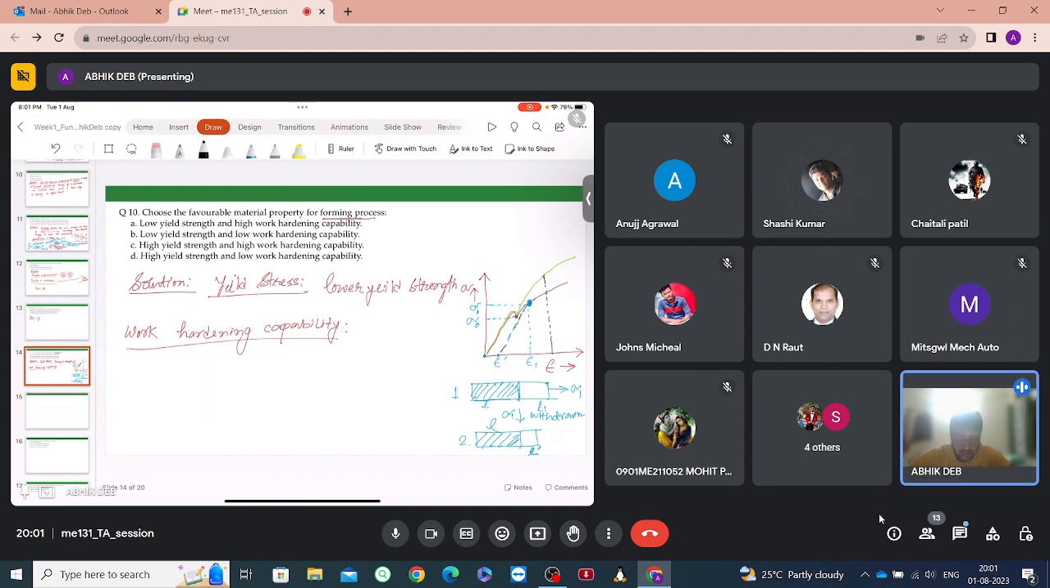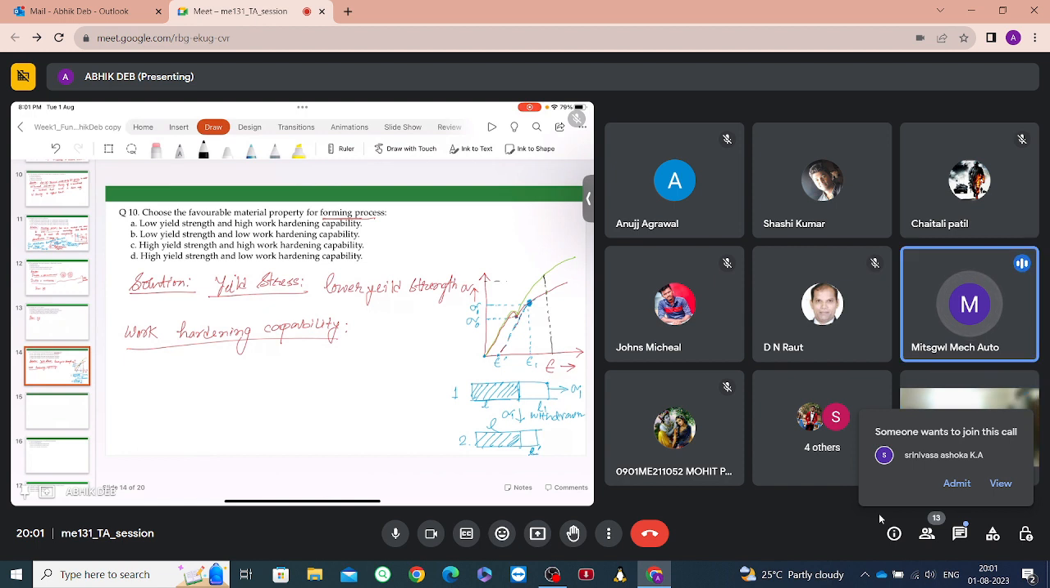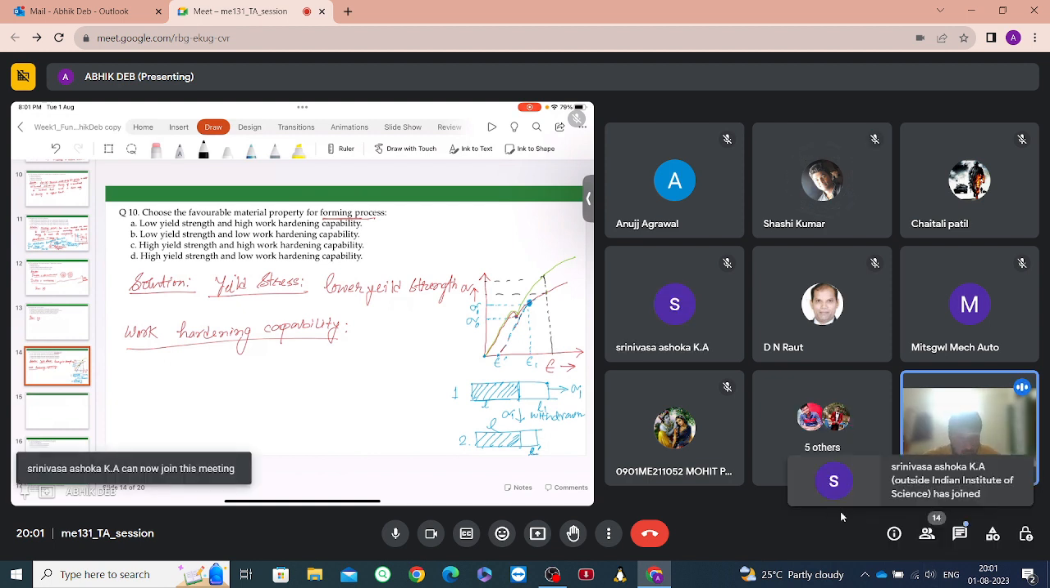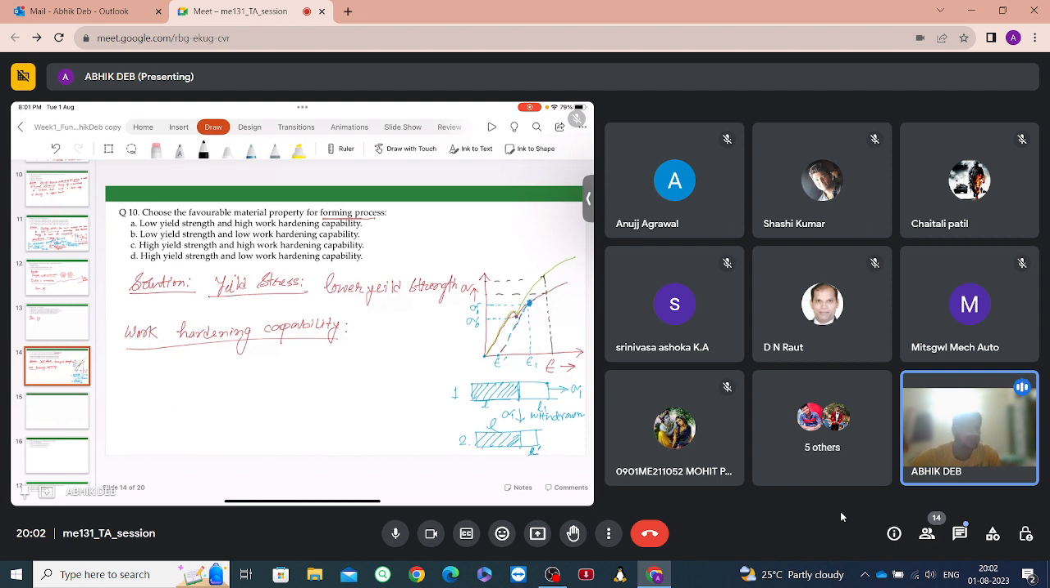The material having the green curve or the material having the red curve will require a higher value of stress for this value of deformation. Which one will require? That is what I'm asking. Green one. Why? Because the green one is always higher. So the green one will require a higher value of stress. So basically, for the same value of deformation, a material having larger work hardening capability will always require a higher value of stress for the deformation.